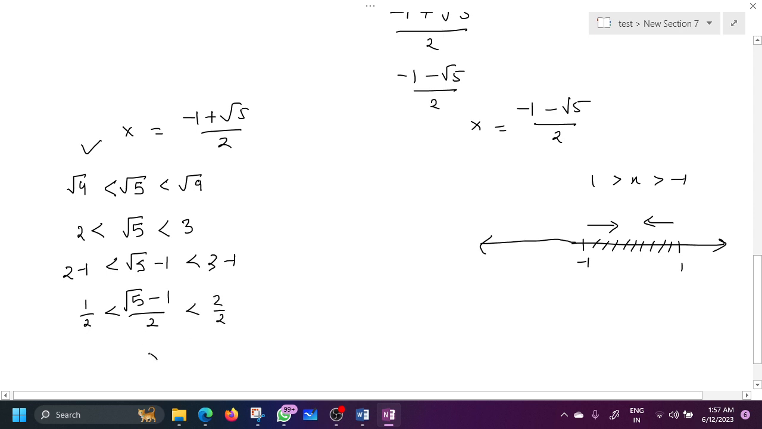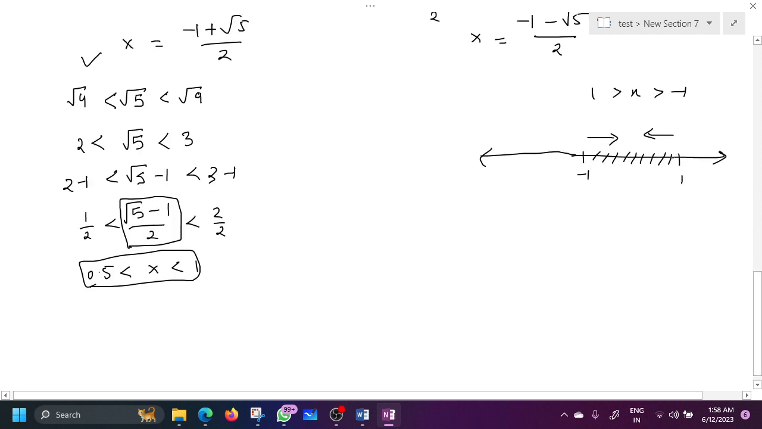So this value of x lies between 1 and 1 by 2, which is 0.5. So this is acceptable. This is between the given range, less than 1 and more than 0.5. 0.5 is suppose here, then we are getting this range of x, this value, which is inside the prescribed range. Okay.